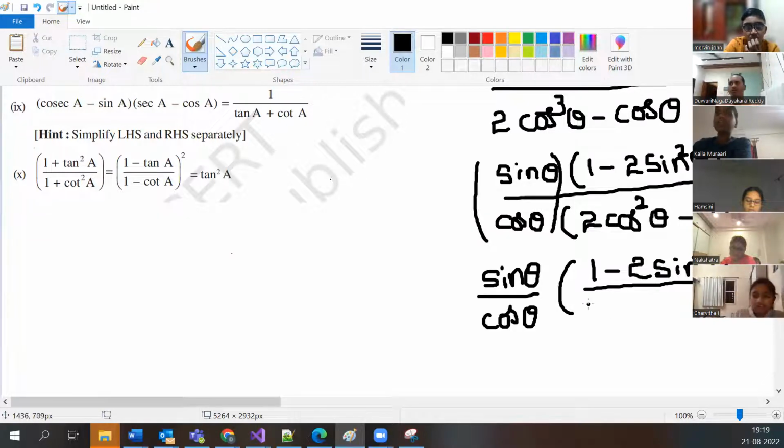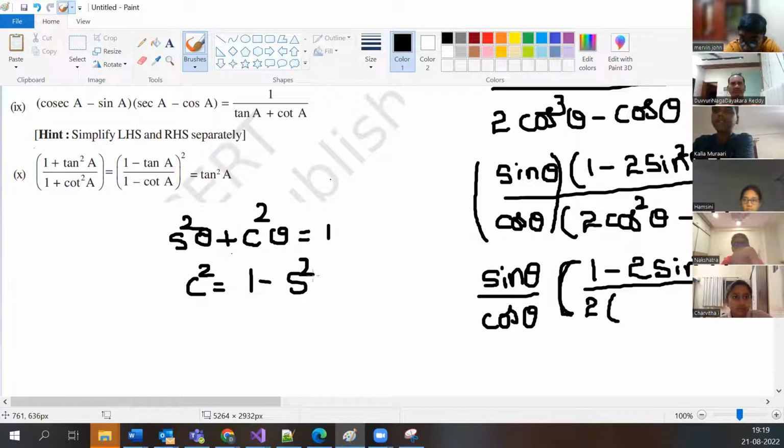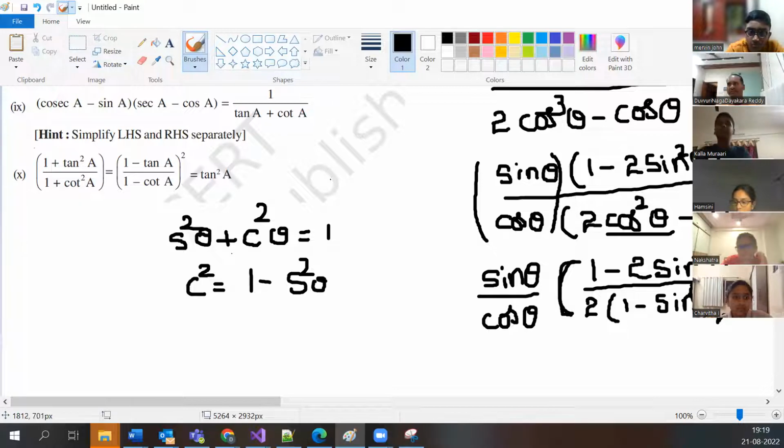What about cos square theta? What is the relationship between sine and cos? You should remember sine square theta plus cos square theta equal to 1, right? Now cos square theta can be written as 1 minus sine square theta. That's the only relationship between these two. So this cos square theta is replaced with 1 minus sine square theta, because as I told, you need to cancel these two. And then this minus 1 as it is.